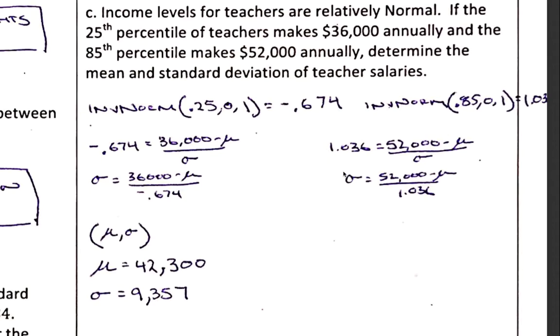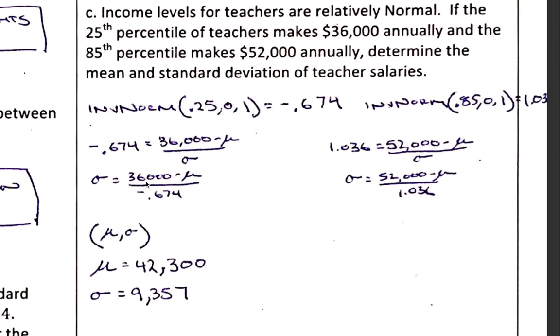And of course, I'll do the same thing over here. So 1.036. And then the 52,000 minus the mean divided by the standard deviation. I do a little bit of algebra manipulation in order to get this equal to something. So I'm basically treating this like my y and this like my x. Again, this is like my y and this is my x. I go ahead and graph that on my graphing calculator, and then I find the intersection point.